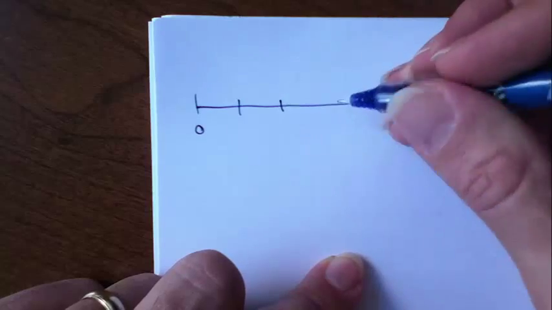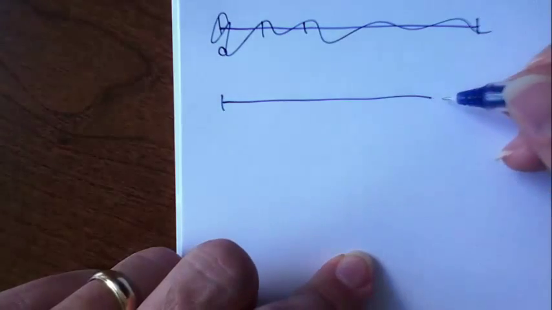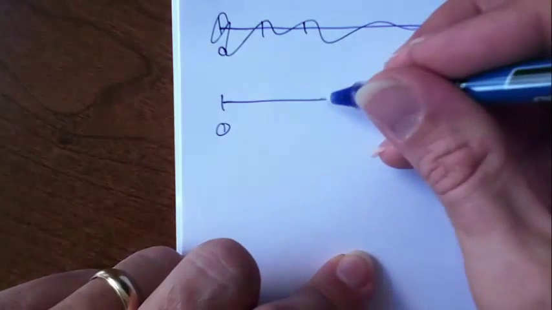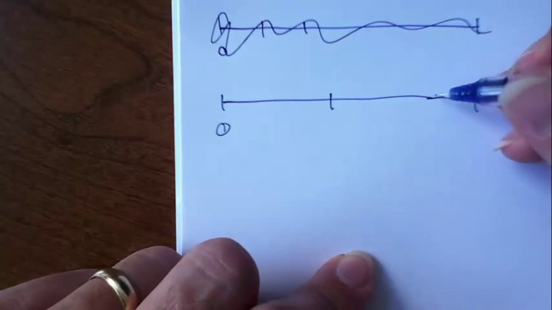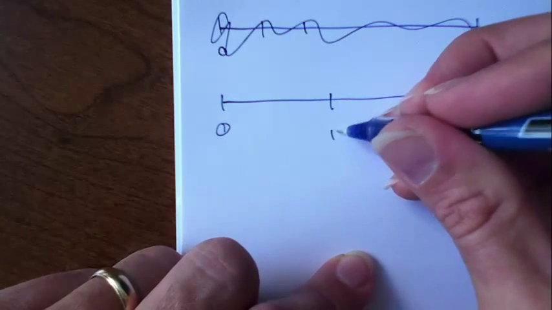Okay, so maybe here's an hour, here is, well, it's not very good. Let's try this again. Here's 0. Let me make sure that I have enough space here. Here's 2 hours. Okay.